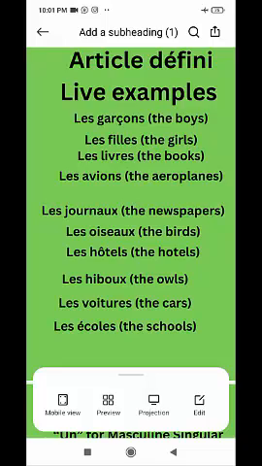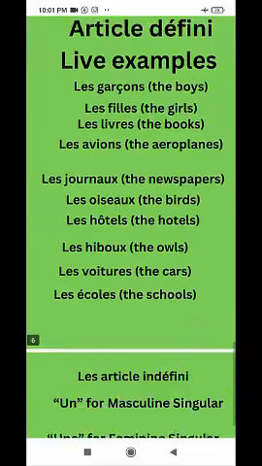Les oiseaux, the birds. It is of the same category. Les hôtels, the hotels. Les hiboux, the owls. It is of the same category, taking X. Les voitures, the cars. Les écoles, the schools.